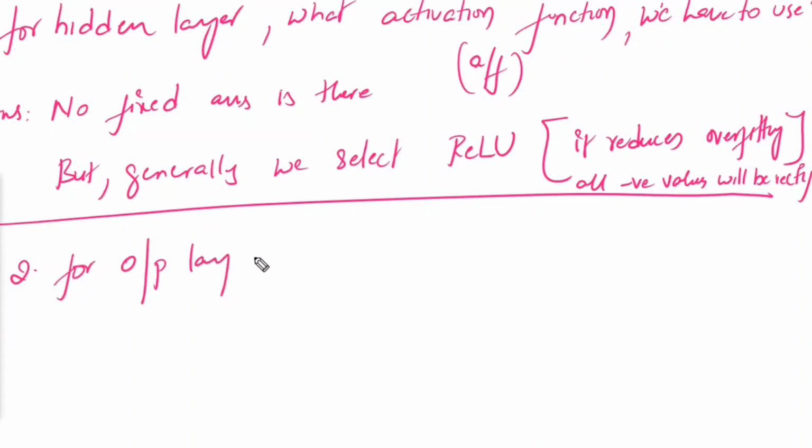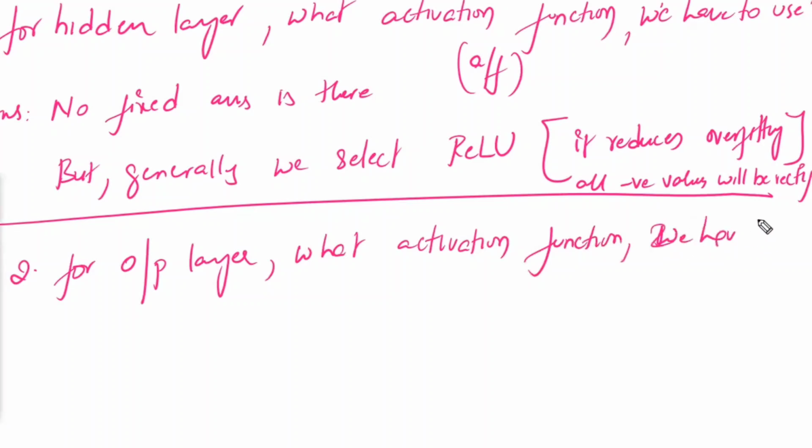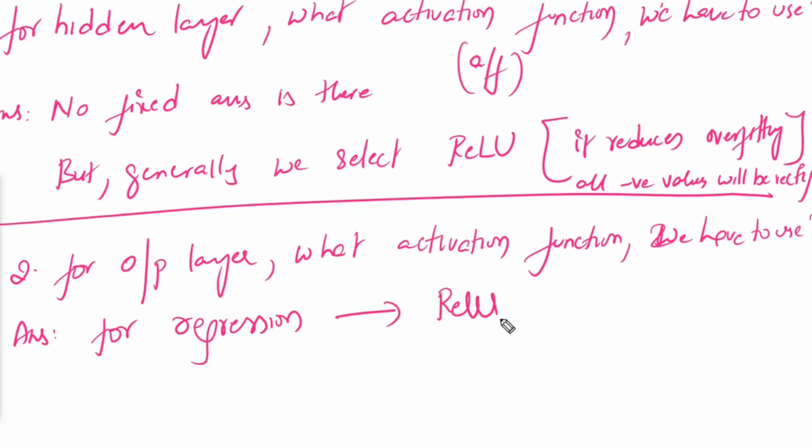Now, the second question. For the output layer, what activation function do I have to select? Here there is a rule, and the answer is fixed. For regression, select ReLU. Compulsory. For regression, go with ReLU.